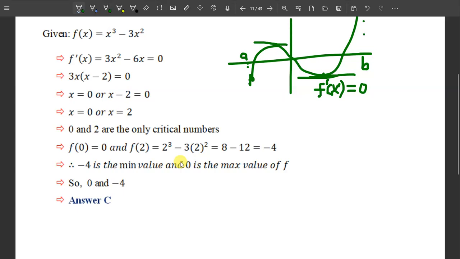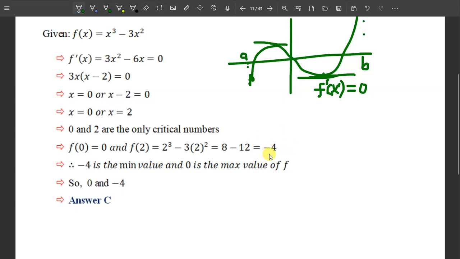Therefore, there are two relative extrema for this function. What are those? Let us see here. What is f of 0? What is the value of the function at this critical number? f of 0 is equal to 0. Simply 0 cubed minus 3 times 0 squared means it is 0. And f of 2 means 2 cubed minus 3 times 2 squared, which becomes 8 minus 12 and then minus 4. Therefore, the relative maximum value in this case is 0, and the relative minimum value in this case is minus 4.